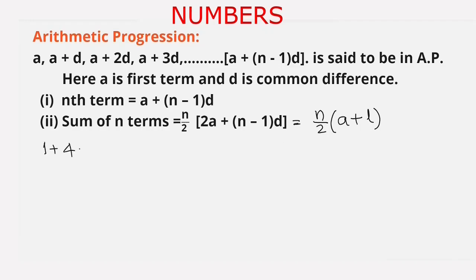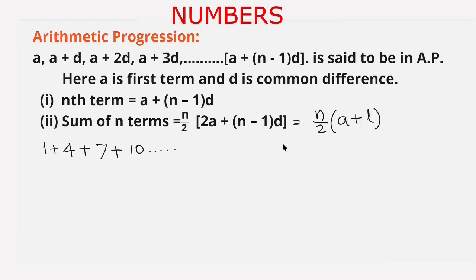1 plus 4 plus 7 plus 10 is one AP. Here 1 is first term and 4 minus 1, which is 3, is common difference. If we go on adding 3 to the terms, then we get the next term. If we add 3 to 1, we get 4. If we add 3 to 4, we get 7. If we add 3 to 7, we get 10. And so on, we can get the terms.